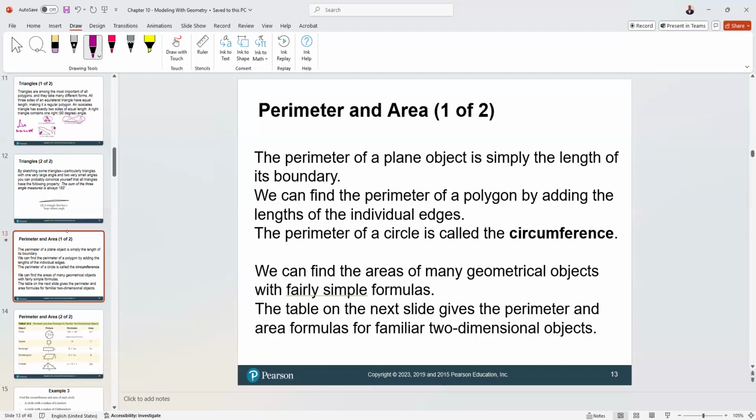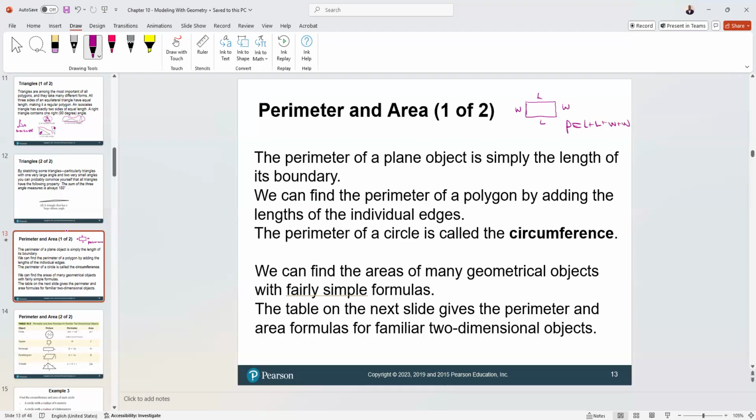When we have to deal with it. So the perimeter of a plane object is simply the length of its outer edge, right? We can find the perimeter of a polygon by adding the lengths of the individual edges. So if you have a rectangle with length and width, if you want to find the perimeter, all you need to do is add up everything. So perimeter equals L plus W, and so on, that would be the perimeter, right?